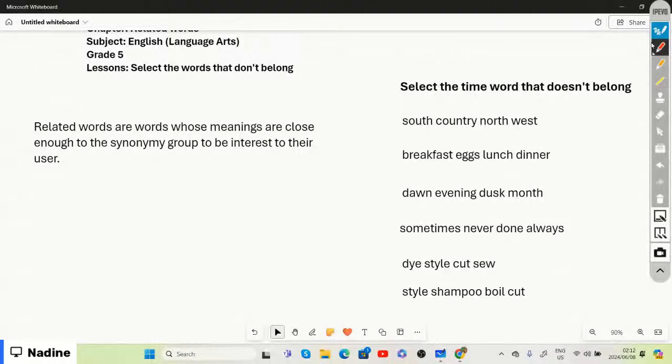So if we look at the words again, we have south, country, north, and west. Remember, I made an example where I said that words need to be categorized into specific groups. In this case, what category of words is being used the most within those words, and which word does not belong? We have south, country, north, west.